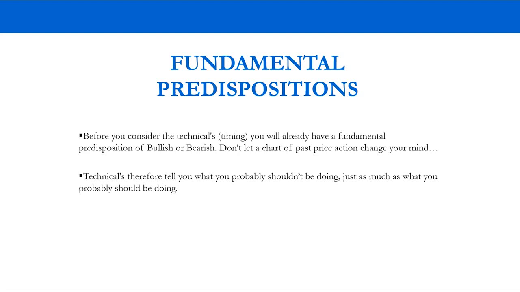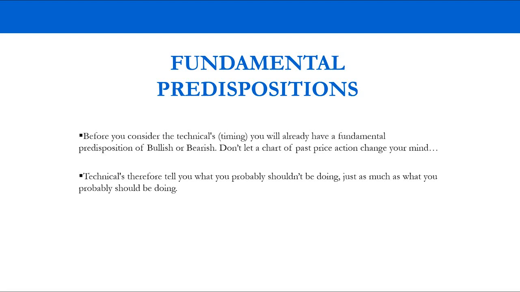We've realized why now, because if you lose money because you've gone the other way to your fundamental predisposition, because you've pulled up a chart and you've seen short term that it looks like it's going in the opposite direction to your fundamental predisposition, and you lose money, it's the stupidest thing you will ever do as a trader. Technicals can also be used to tell you what you probably shouldn't be doing just as much as what you probably should be doing.